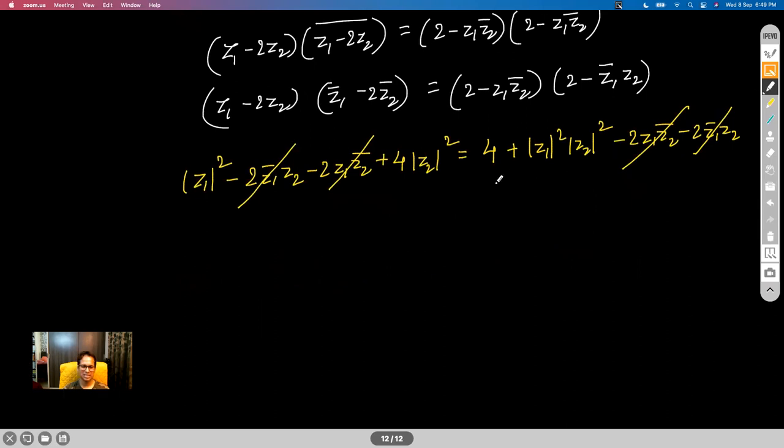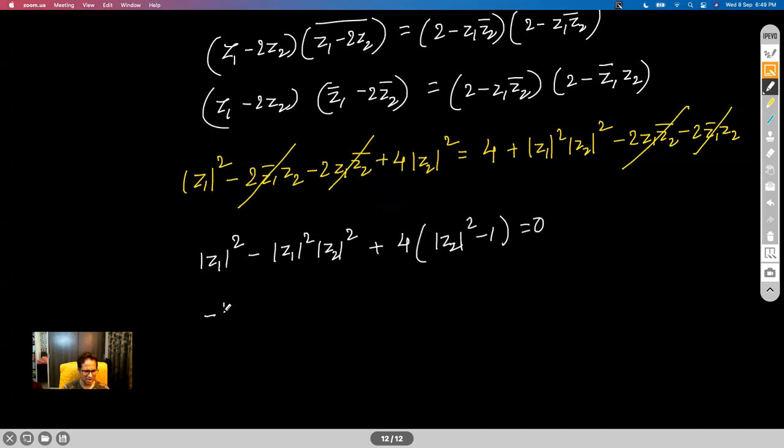Is this fine? Let's take everything to the left hand side. So mod Z1 square minus mod Z1 square mod Z2 square plus 4 mod Z2 square minus 4. In fact, I can take minus mod Z1 square common from here also, right? So that'll give me mod Z2 square minus 1. Correct me if I'm wrong.